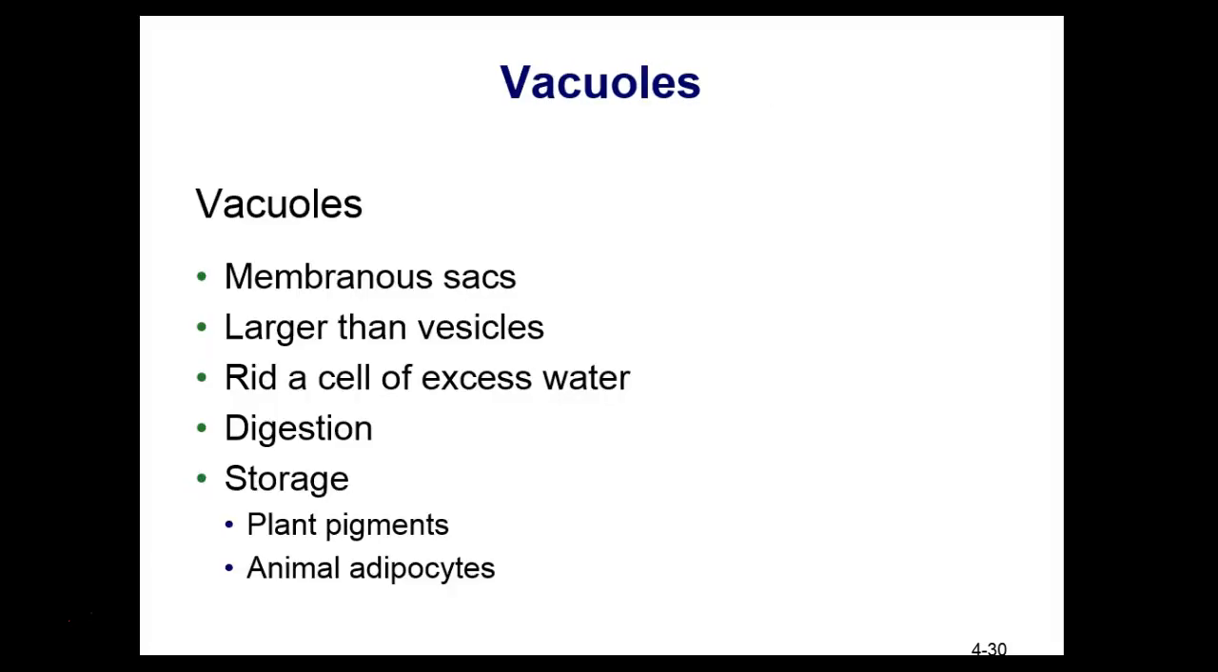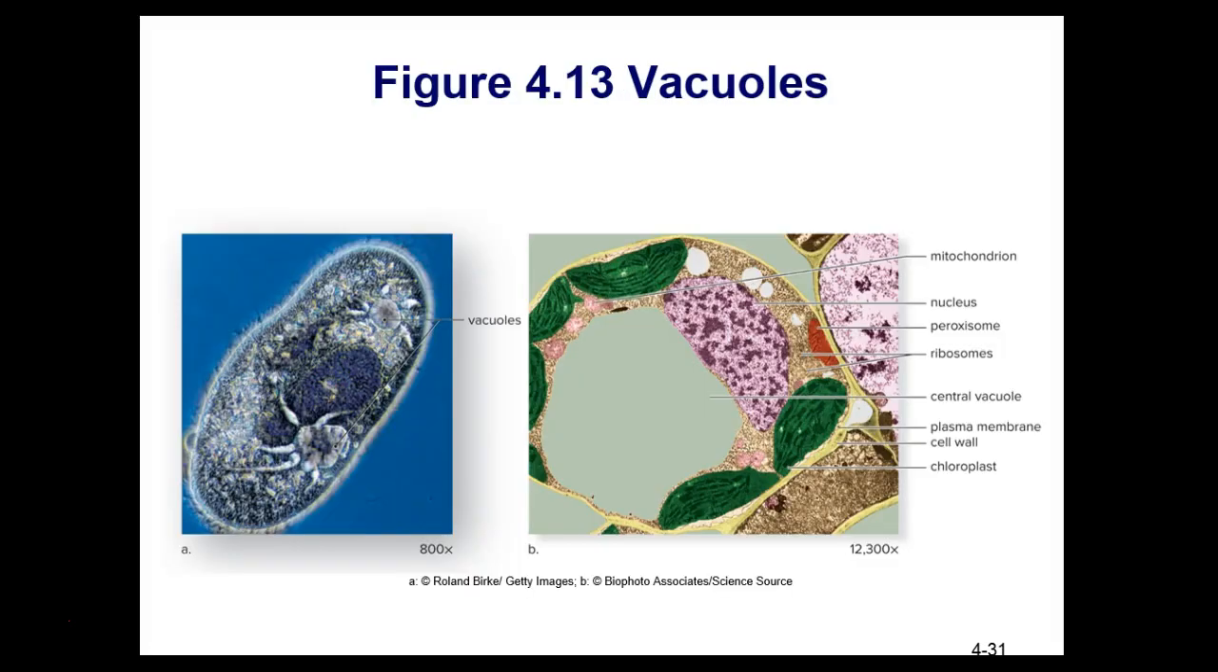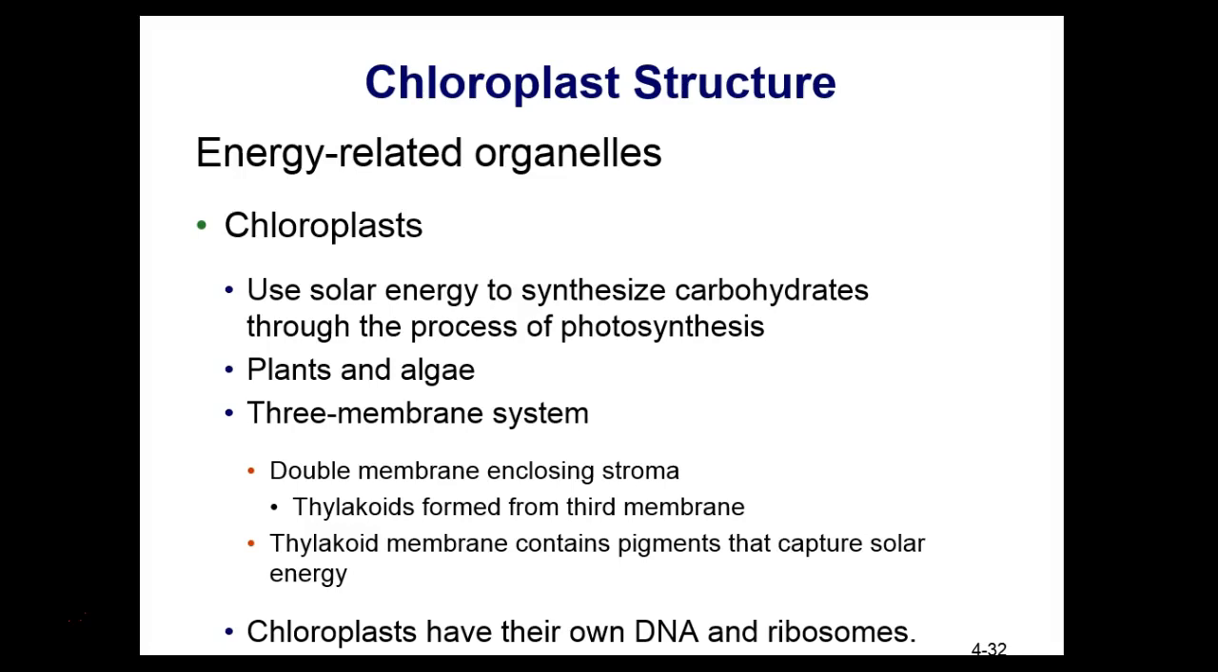Vacuoles, of course, a storage vacuole is found in a plant cell. You can see the large central vacuole on page 65 of your textbook. 90% of the water and other nutrients, toxins, of course, get stored in the central vacuole of the plant cell.